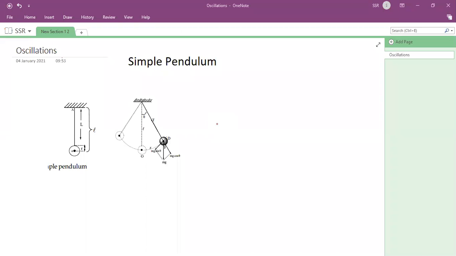After that, for small oscillations, will the oscillations of a simple pendulum be SHM or not? We'll check, and then we'll see the time period of a simple pendulum. Okay. First, what is a simple pendulum?